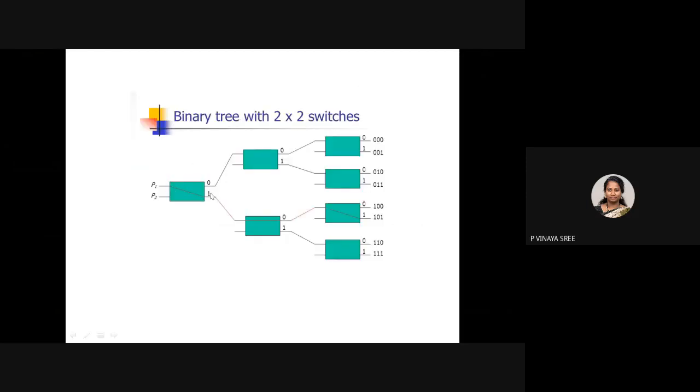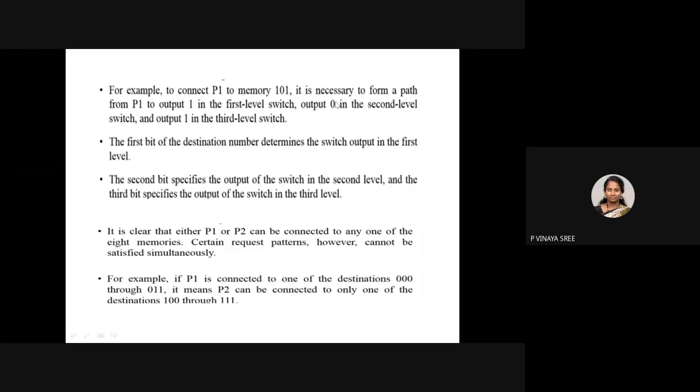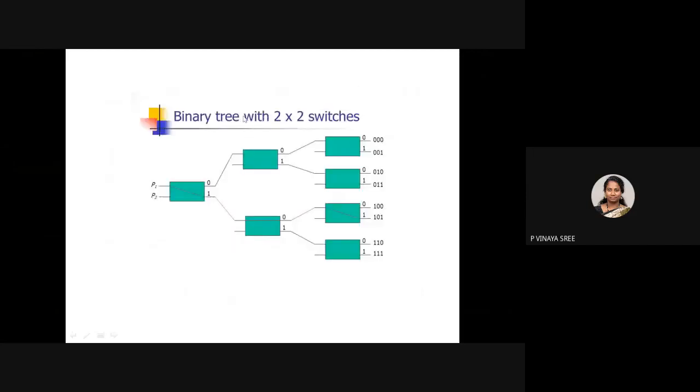It has to be connected to 1 as 101. Next, output 0, it has to connect to output 0 in the second level switch. So this is your second level switch, so it has to connect to 0. As it is 1 means it is coming to the second switch, so in this it is connected to 0.